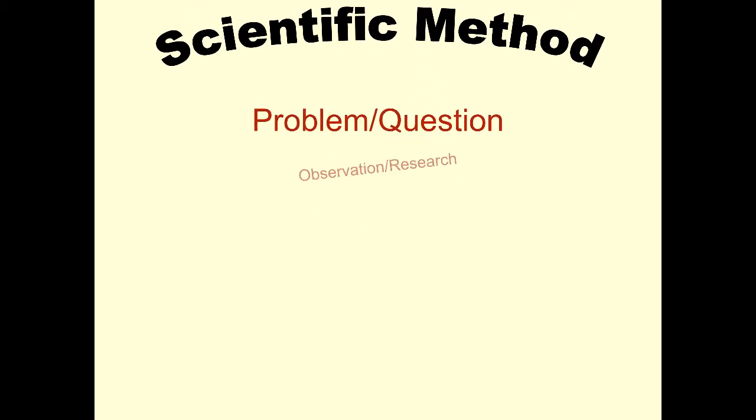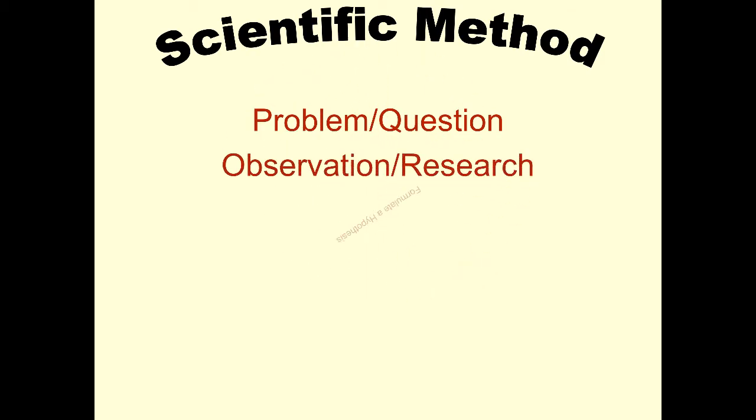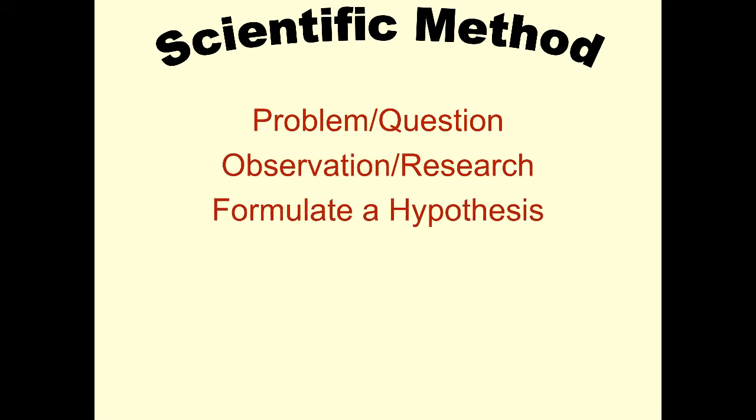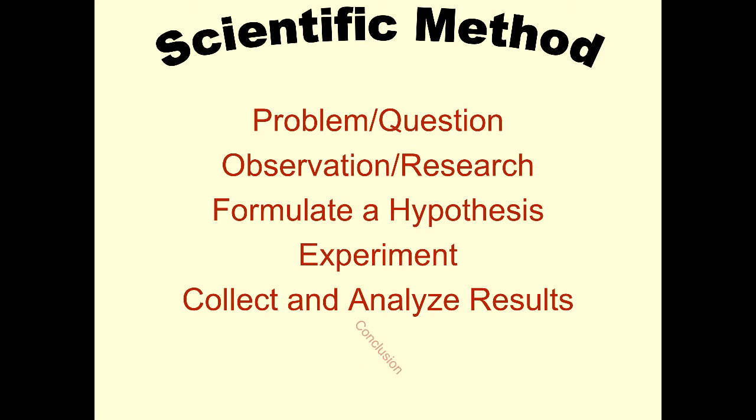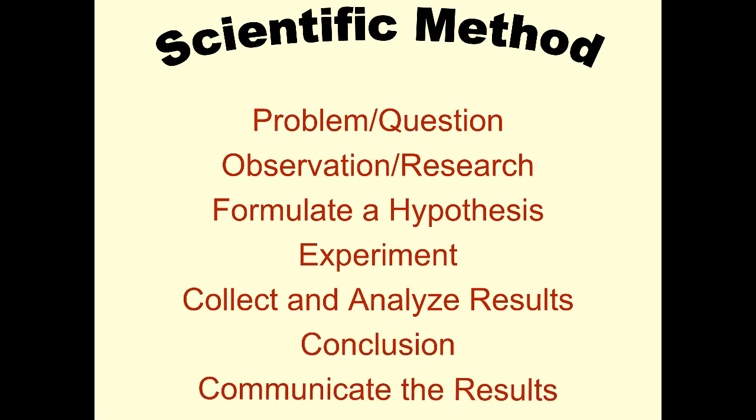The scientific method includes developing a question, observation and research, formulating a hypothesis about the observation, the experiment, collecting and analyzing the results of the experiment, drawing a conclusion, and then communicating the results. Now, as you could see from the last slide I showed you, we started with the observation and research. But many times it can start out as a question when one observes something in nature.